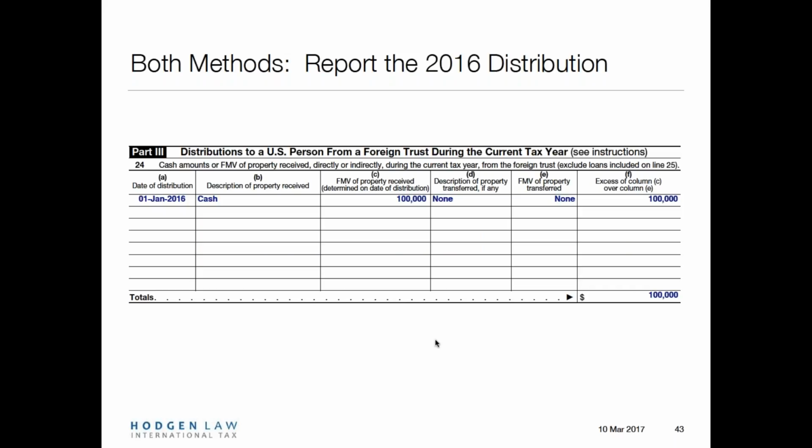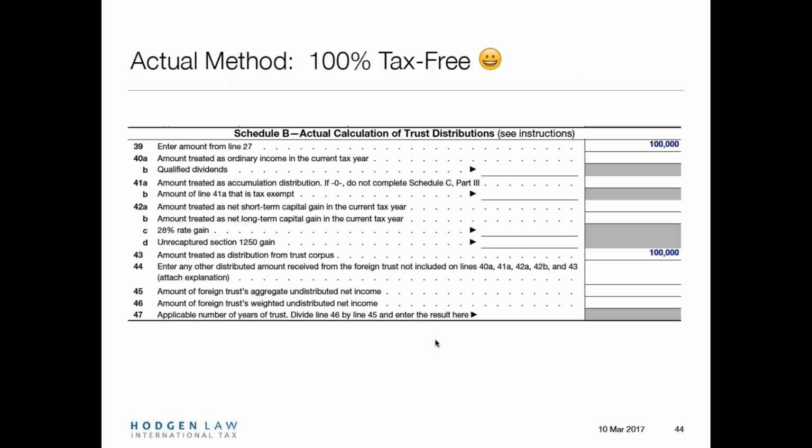Well, for both methods, we report the distribution the same on slide 43, and we've got $100,000 and no big deal. Actual method. Well, let's pretend, I said assume there's no beneficiary statement, but let's pretend there is one. What happens in this case? The answer is that the trustee has issued the beneficiary statement and has tagged the entire $100,000 as corpus because in 1 day over a public holiday, there's been no chance to earn any income on the corpus of the trust. So line 43 says that, and there's going to be no income tax on your beneficiary.